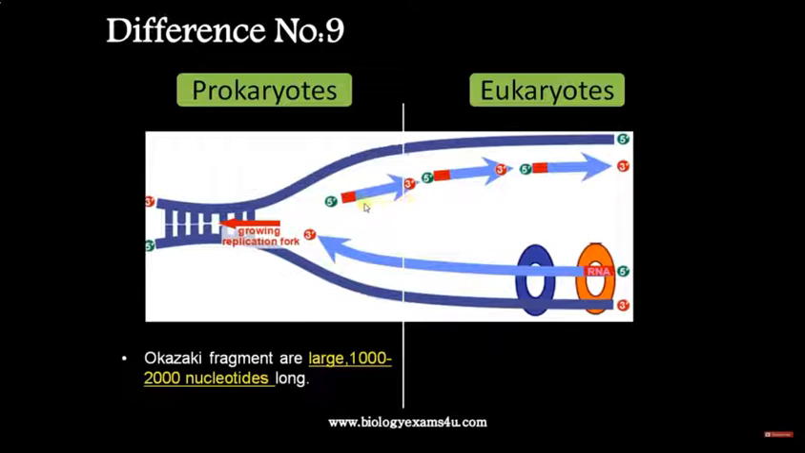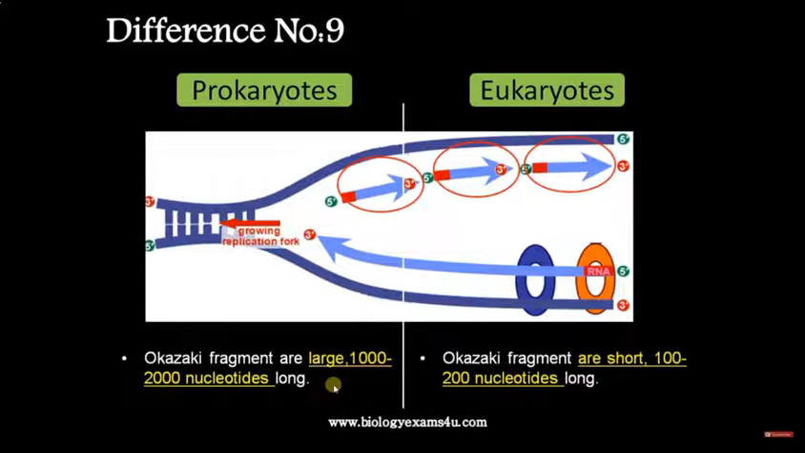Difference number 9 is regarding the size of the Okazaki fragments. In the case of lagging strands, the DNA is synthesized as short stretches called Okazaki fragments. The size of these Okazaki fragments in prokaryotes is approximately 1000 to 2000 nucleotides, whereas in the case of eukaryotes, it is much shorter. It is 100 to 200 nucleotides long.